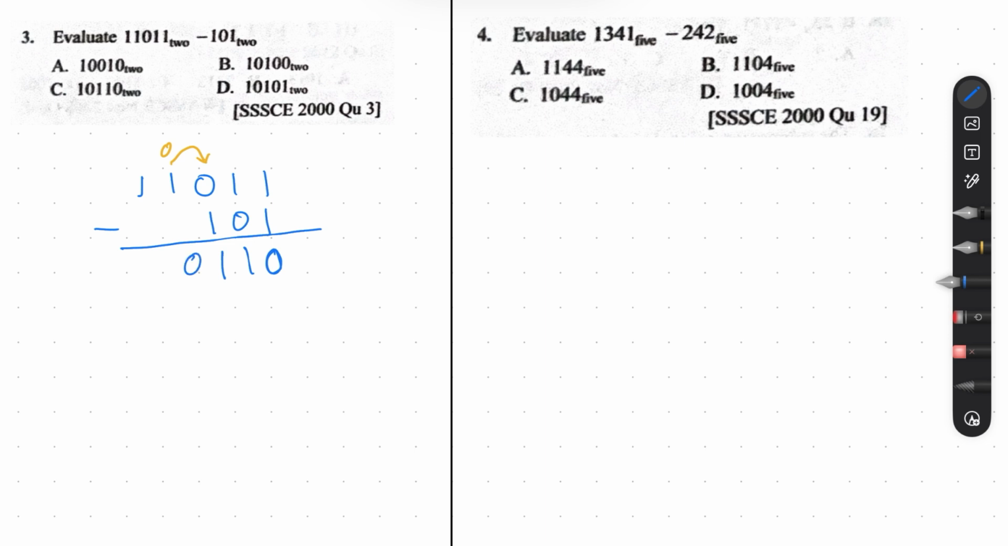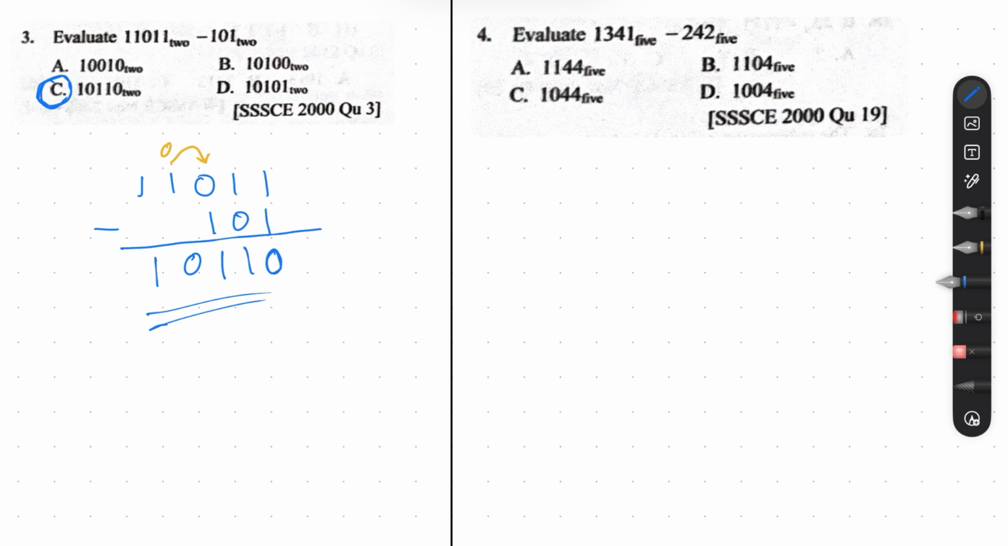And here we have 1. Finally, 1 minus 0 here is what? 1. So we have 1. So this is our answer. So do you have that there? 1 0 1 1 0? Yes, right here. Which is C.